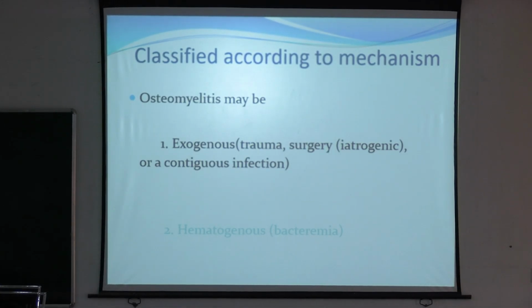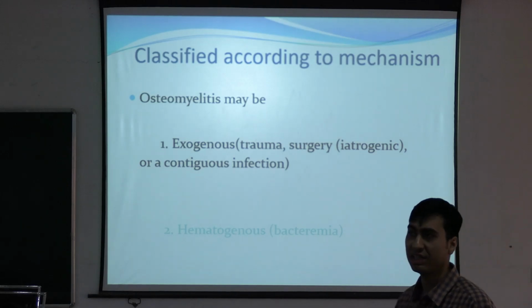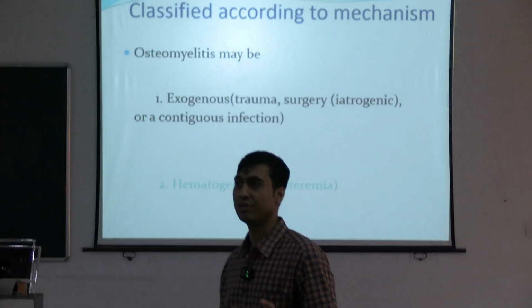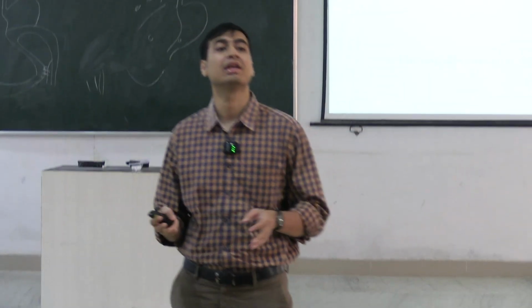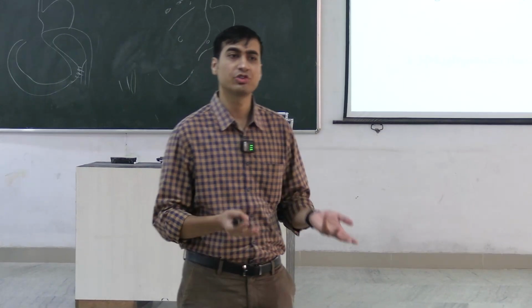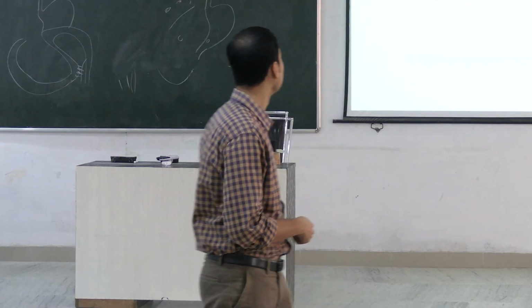Or a contiguous infection. Contiguous infection means there was an infection in the soft tissue, and from the soft tissue it spread to the bone. Contiguous means the infection spreads from the surrounding tissue. Next is hematogenous, which is usually seen in very immunosuppressed or very small children. There was an infection inside the blood, bacteremia. From the blood, the infection spread and lodged into the bone. So that can also be a source of an osteomyelitis.